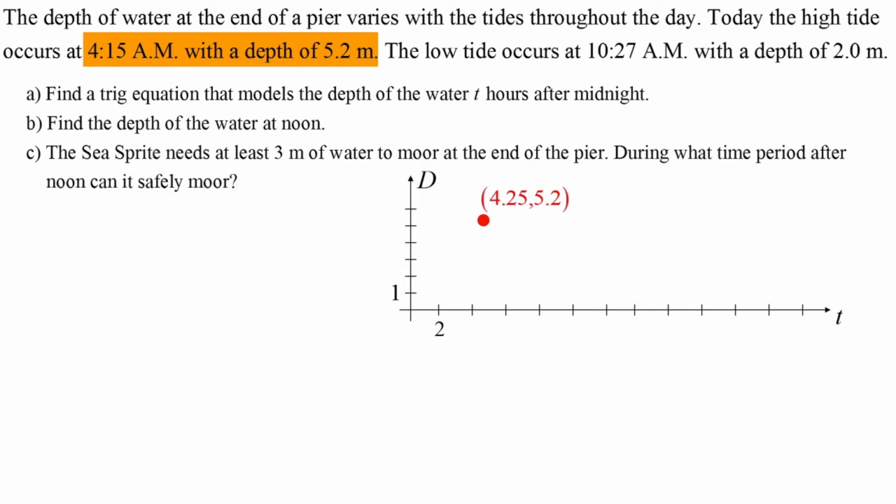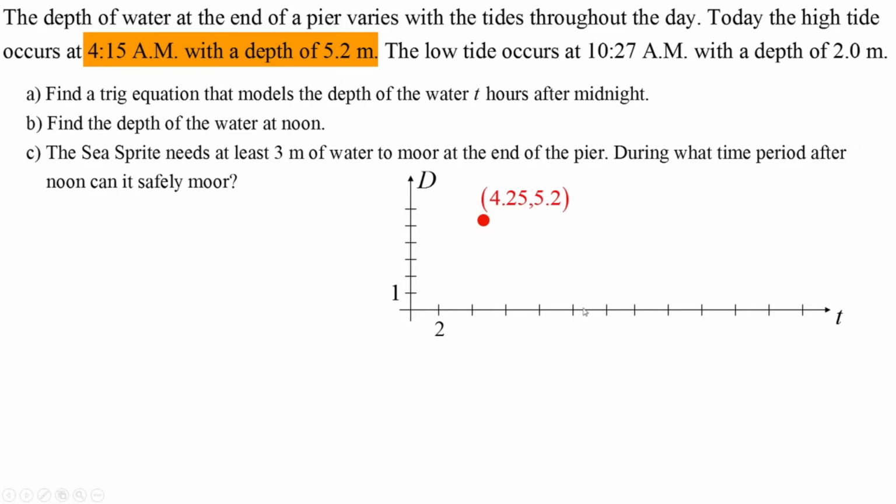You guys punch this out with me and double check. 27 divided by 60. All right, I'm getting 0.45. So I'm going to write 10:27 a.m. as 10.45 hours. So let's get that into this picture here. 2, 4, 6, 8, 10. So that'd be 12. So 10.45 would be about right in here.